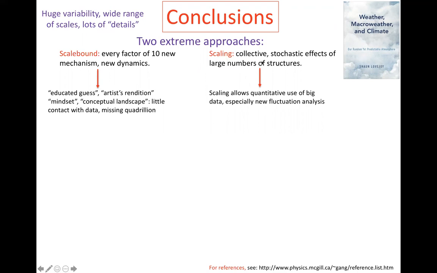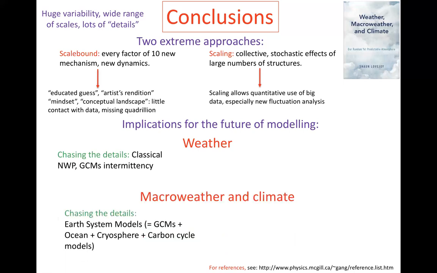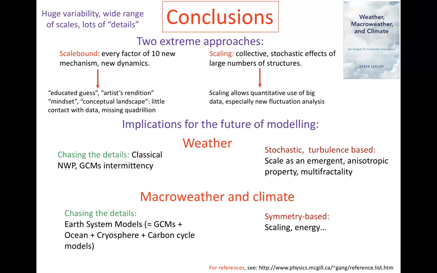The scaling approach, on the other hand, says that most of the variability actually comes from the collective stochastic dynamics of huge numbers of structures that we can analyze quantitatively, unlike the educated guesses and artist renditions and mindsets and this and that. We can do this, especially using fluctuation analysis. So the implications for the future of modeling are, in weather modeling, we've been chasing the details for a long time. In macroweather and climate, we have Earth system models, and we've been adding in ocean components, cryosphere, carbon cycle, but the concept here is chasing the details. The more details, the better. And what we're saying is, actually, we should be trying to take things into account collectively, and this can be done, and even successfully done.